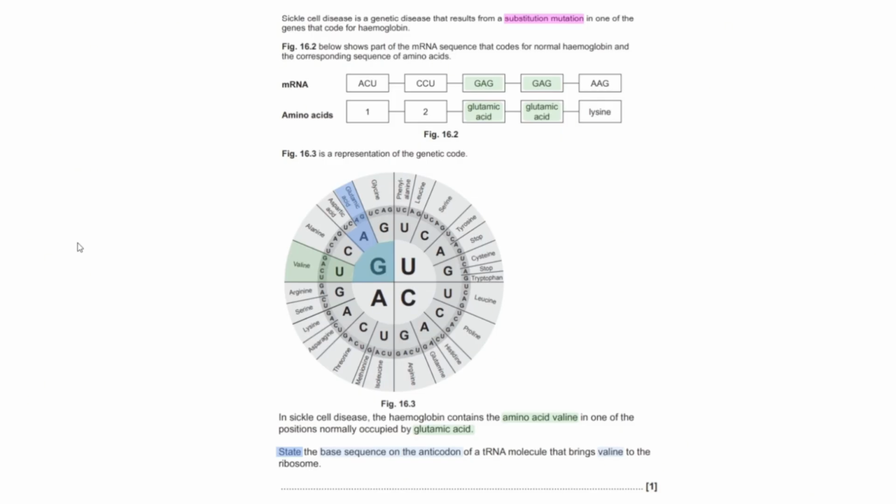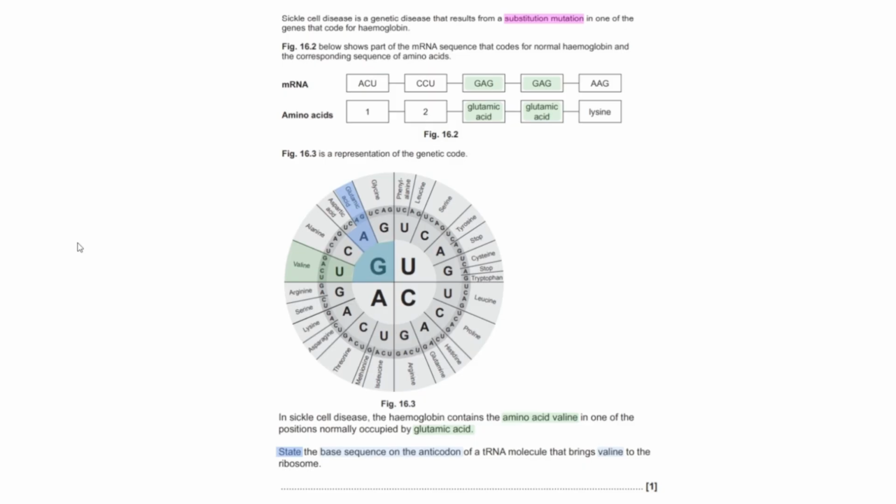The consequence of this is that to go from glutamic acid to valine, only one letter in the triplet code can change. Now we can get both by starting with G, but in order to get valine from glutamic acid, the second letter has to change from A to U, using up our substitution mutation.